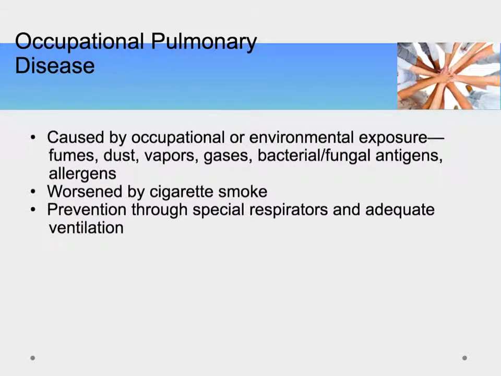We already talked some about occupational pulmonary disease. These are pulmonary diseases that are caused by exposure in the environment and their occupation: fumes, dust, vapors, gases, things like that. Of course, if they're a smoker, it's only going to make it worse. So, like I said earlier, this is the key to prevention. If a patient is working at a place where they're getting pulmonary problems, they need to make sure that their employer is providing them with proper respirators and adequate ventilation.